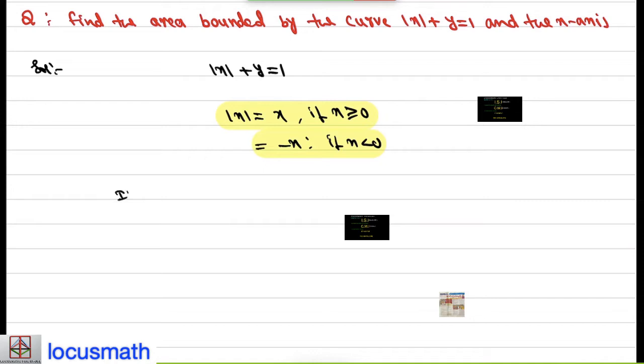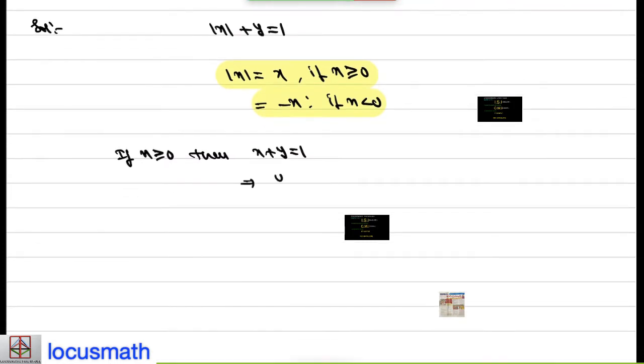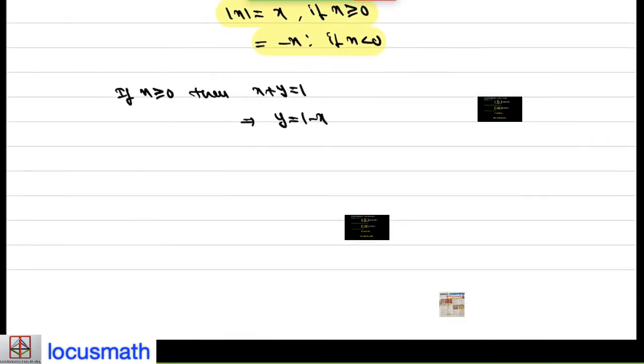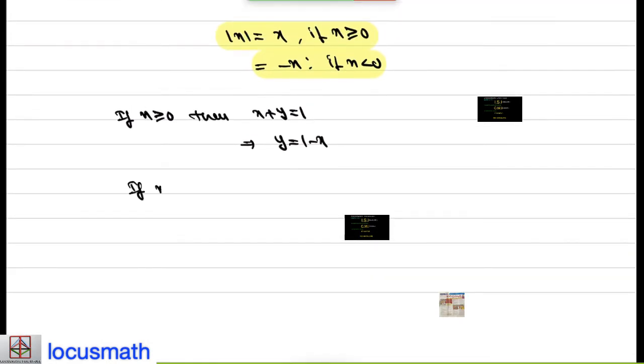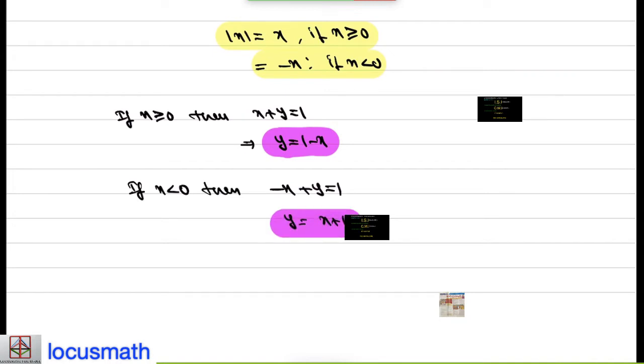If x is greater than or equal to 0, then the given curve becomes x plus y is equal to 1, a straight line. That implies y is equal to 1 minus x. If x is less than 0, then mod x is equal to minus x, therefore minus x plus y is equal to 1. That implies y is equal to x plus 1. So if x is greater than or equal to 0, the given line is y is equal to 1 minus x. If x is less than 0, the given line is y is equal to x plus 1.